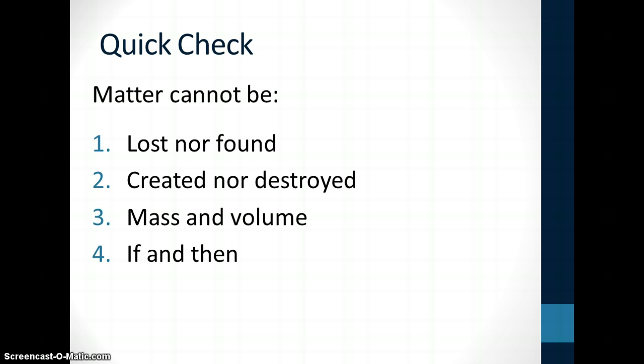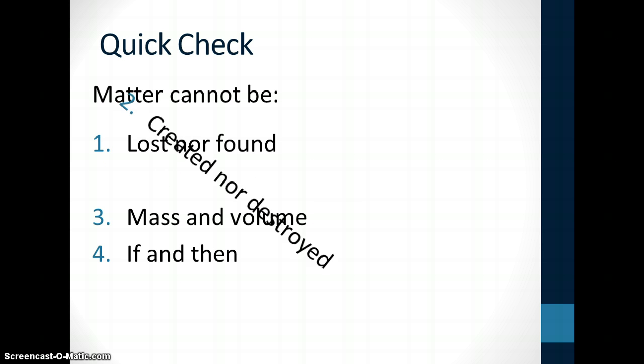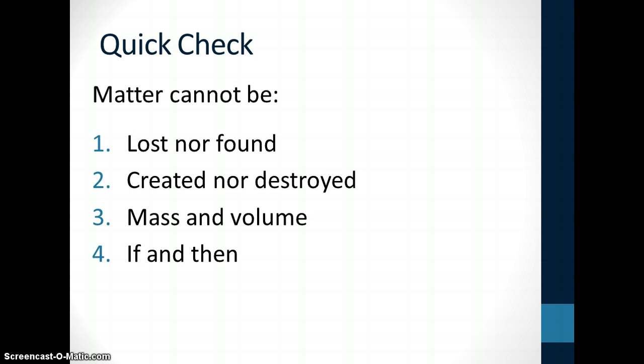For the next one, matter cannot be 1, lost nor found, 2, created nor destroyed, 3, mass and volume, and 4, if and then. Number 4 doesn't really make sense, so I think we can eliminate that one. Same thing with number 1. So now we're down to 2 and 3. What you should have come up with is 2. Matter cannot be created nor destroyed. 3 can't be right because matter is mass and volume.